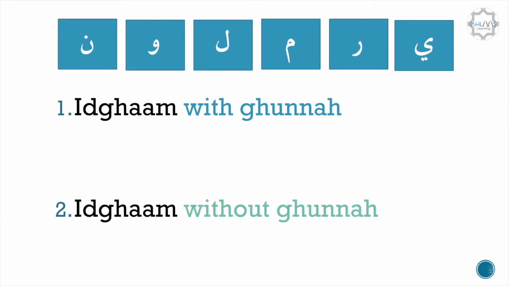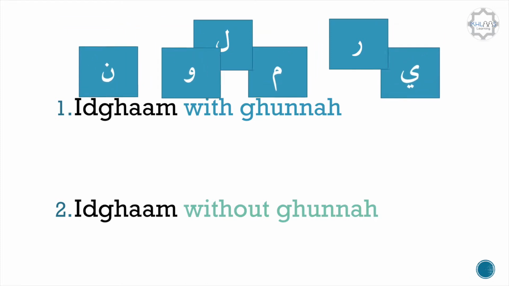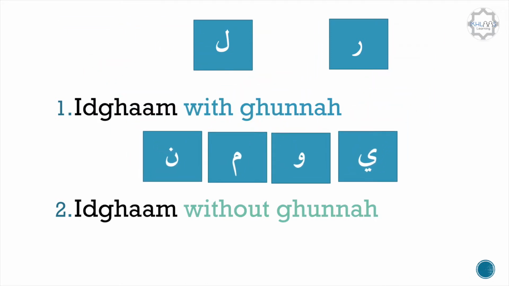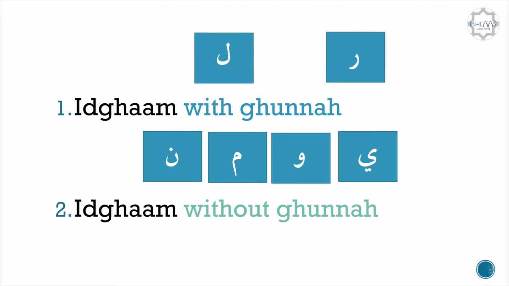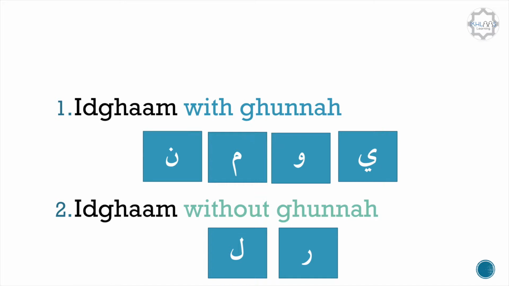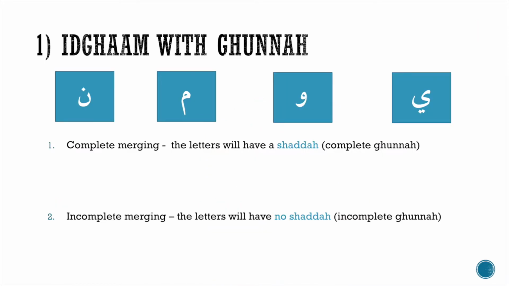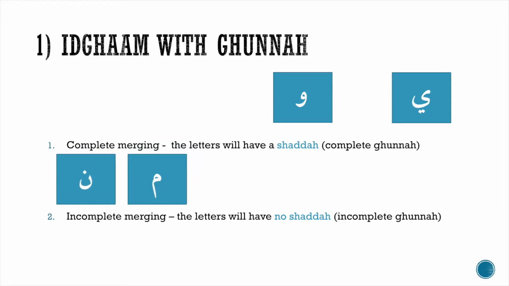Idghaam with GHUNNAH has 4 letters: Ya, Waw, Meem, Noon. Yawman. Idghaam without GHUNNAH has 2 letters, Ra and Lam. Idghaam with GHUNNAH are split into 2 types: complete merging and incomplete merging. Complete merging has 2 letters, letters Meem and Noon. These letters will have the Shadda sign, hence complete GHUNNAH.